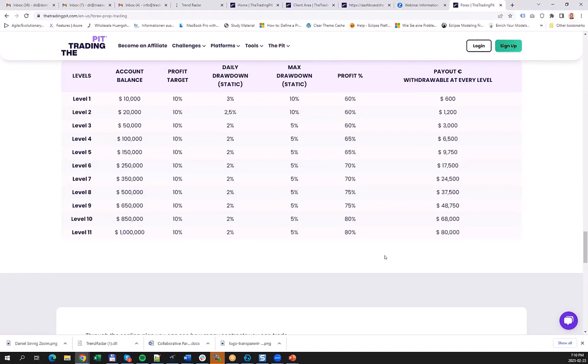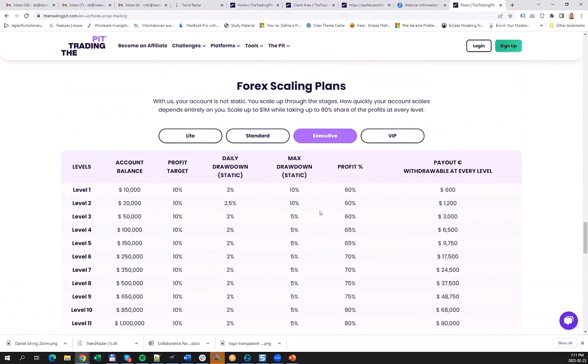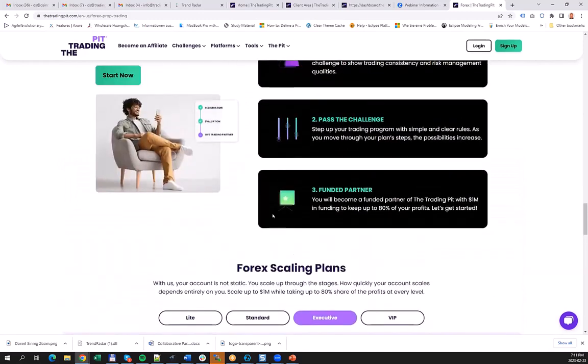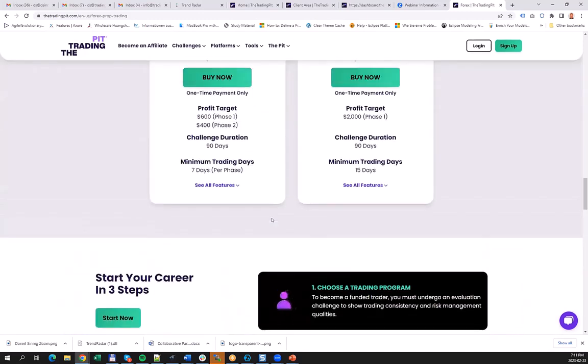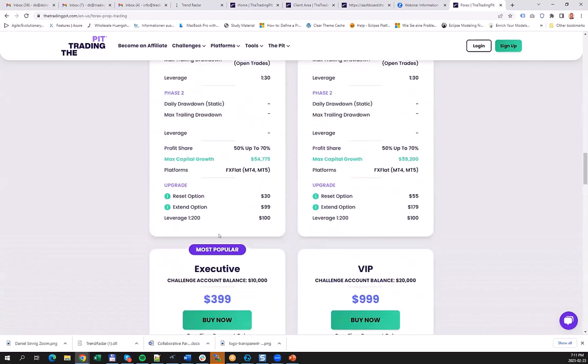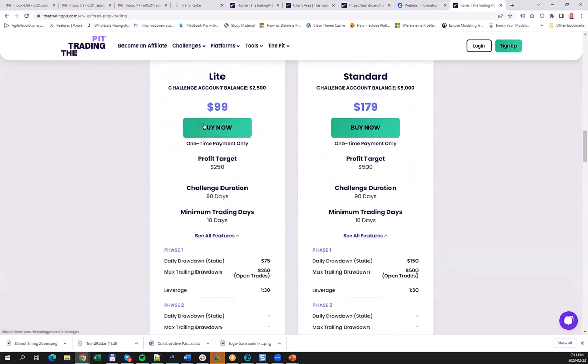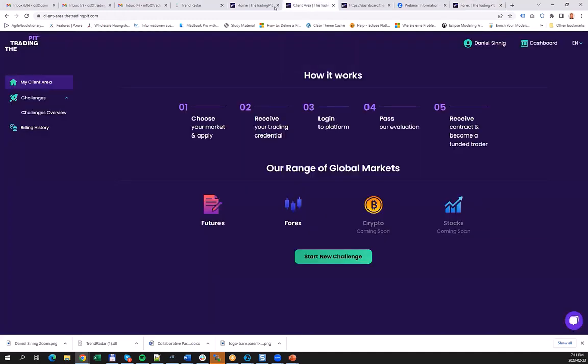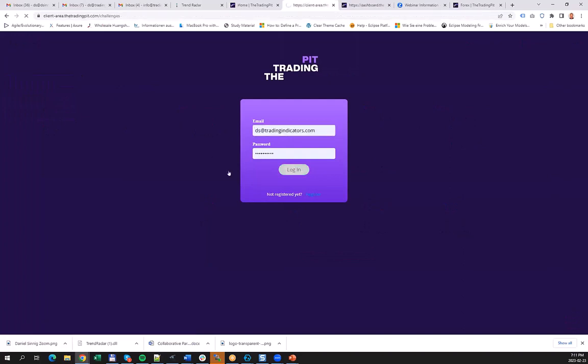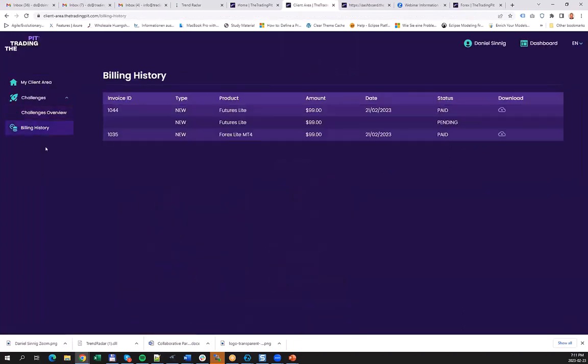All right. So as mentioned before, I actually signed up for 2 of the challenges a couple of days ago, and I would like to show you how this works. It's quite easy. You sign up for a challenge through one of these buttons here, you make the payment, and you receive your account credentials. Once signed up, you have access to what's called the client area. You can see it here. In the client area, you can see the challenges that you bought, an overview of the challenges, your billing history, all these things.